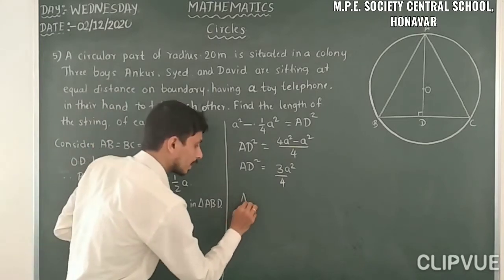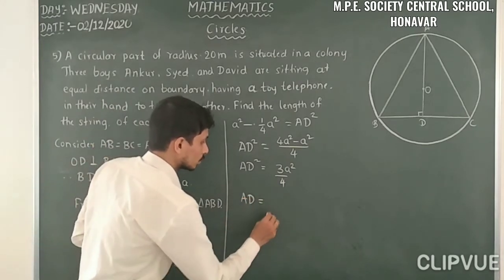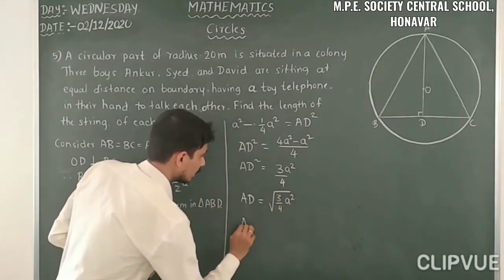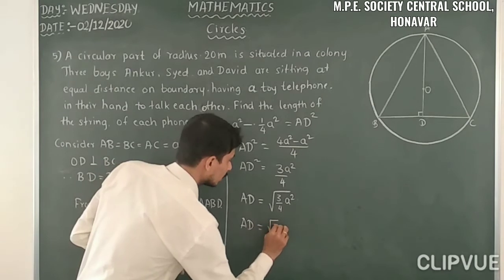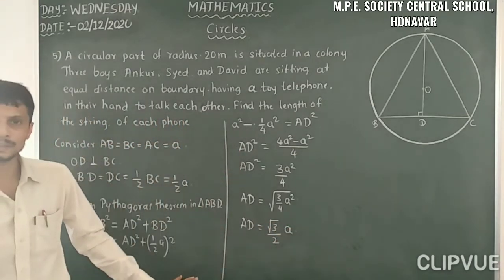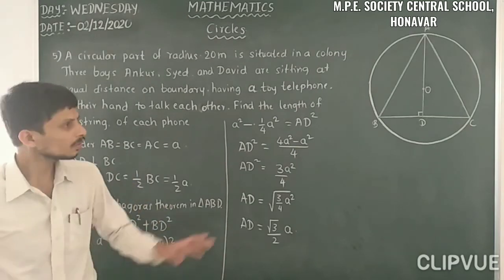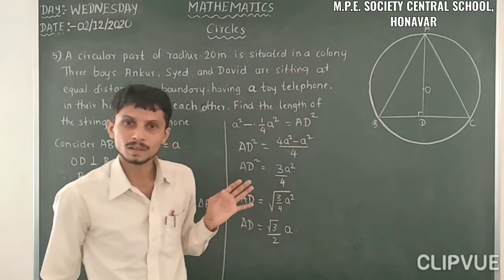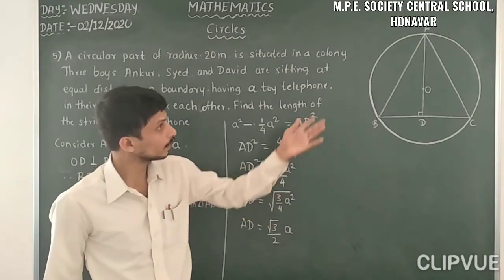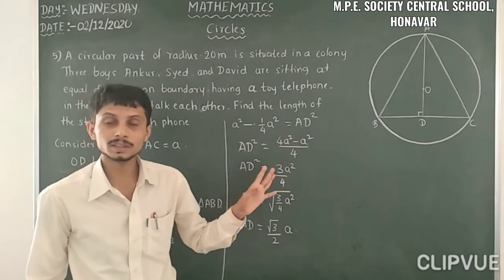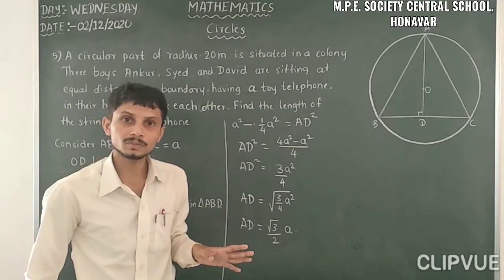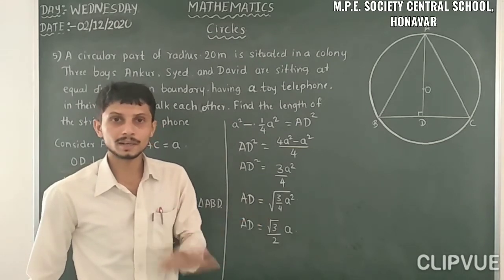Let us take the value of AD. AD is equal to the square root of 3 by 4 A square. So AD is equal to root 3 by 2 A. So we have the value of AD. But how can we find out the value of BD here, or how can we find out the value of A here? Some confusion arises here. But don't take the confusion here. We have another value.